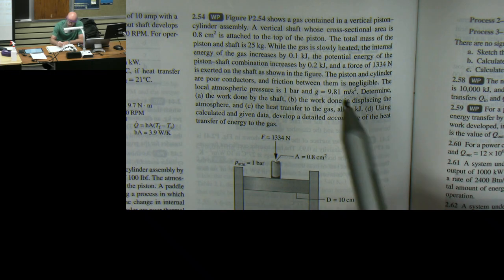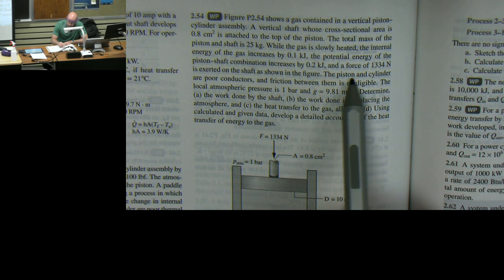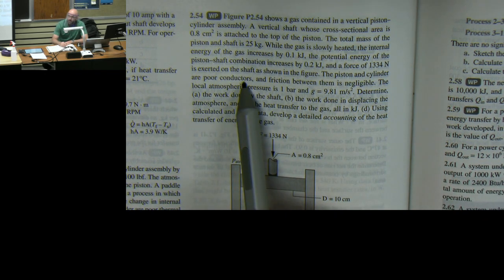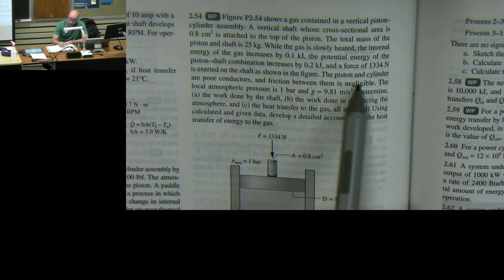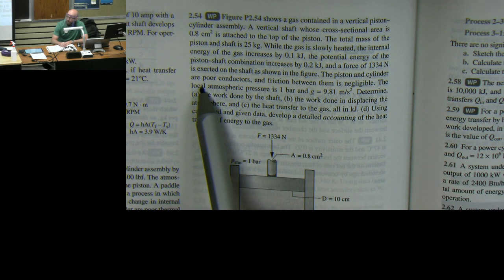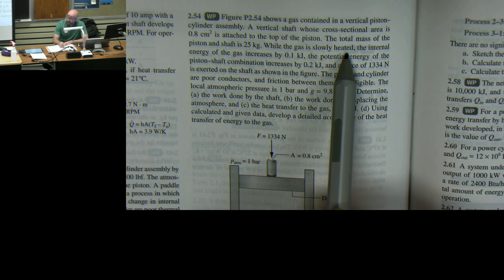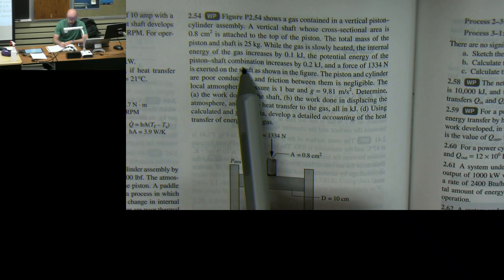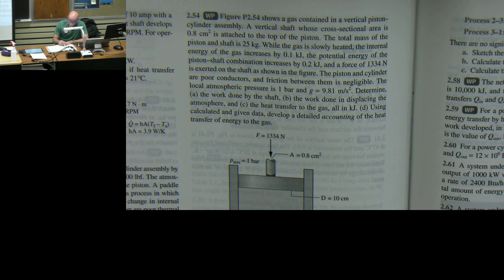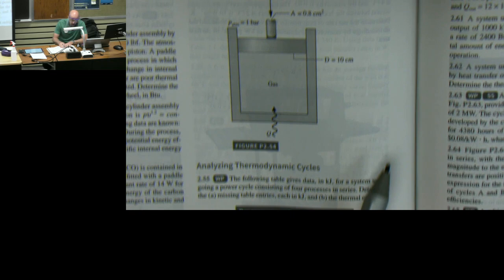Okay, now he says this. This is where this problem starts to get messed up here. The piston and cylinder are poor conductors. What does that mean? There's no heat transfer. That's how I read it. If you say that the piston and cylinder are poor conductors, I'm thinking that's poor thermal conductors, there's no heat transfer. However, they say it right here on the top, while the gas is slowly heated. Well, how? I don't know how it's slowly heated if it's poor thermal conductors. So I don't know what's going on here. This picture actually shows heat coming into it, so I don't like it at all.